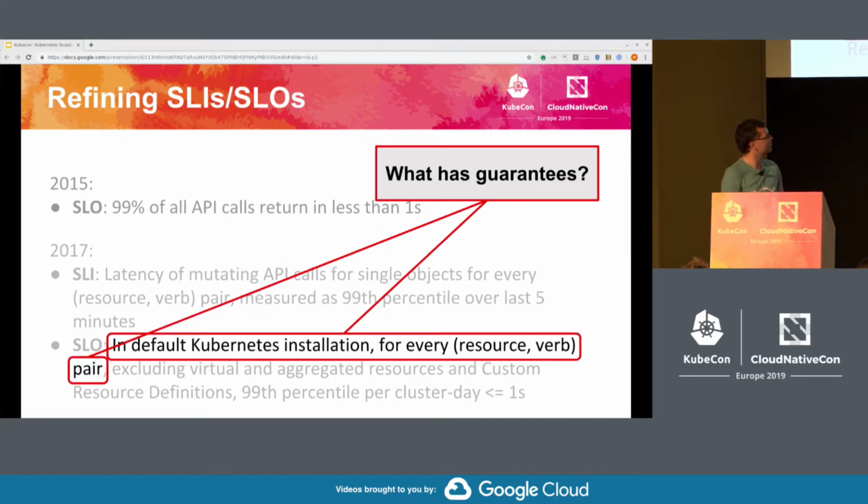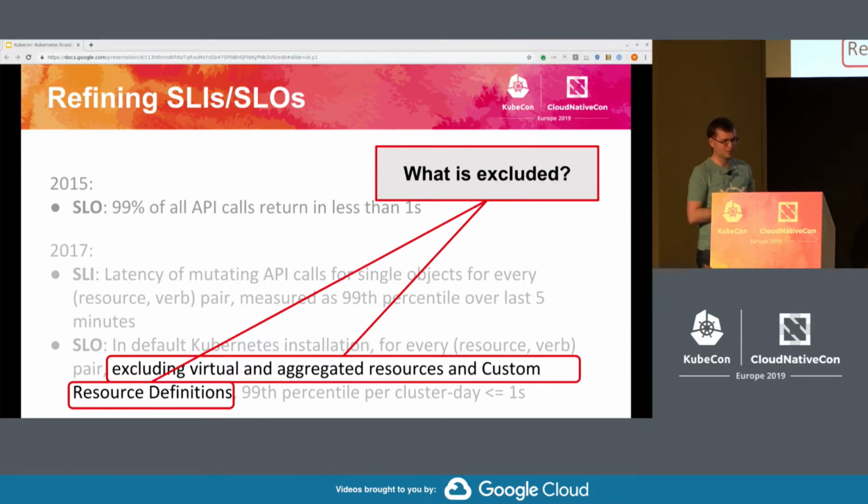What about the SLO? First of all, we are saying when exactly we guarantee something, and what has some guarantees. We are only saying it for default Kubernetes installations. Why is that? It's because of, for example, the problem that I described with extensibility. We would like to avoid a situation where someone installs, for example, a webhook that completely breaks the performance of Kubernetes, or where your Kubernetes cluster is misconfigured in some way. And then we are saying that we are providing guarantees for every resource verb scope, but we are excluding something.